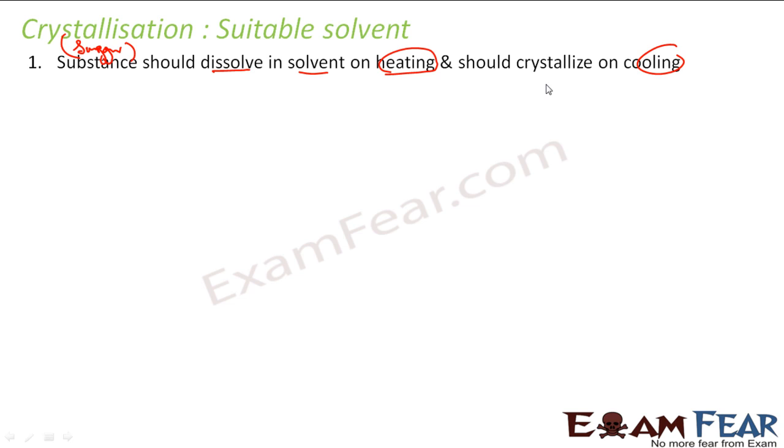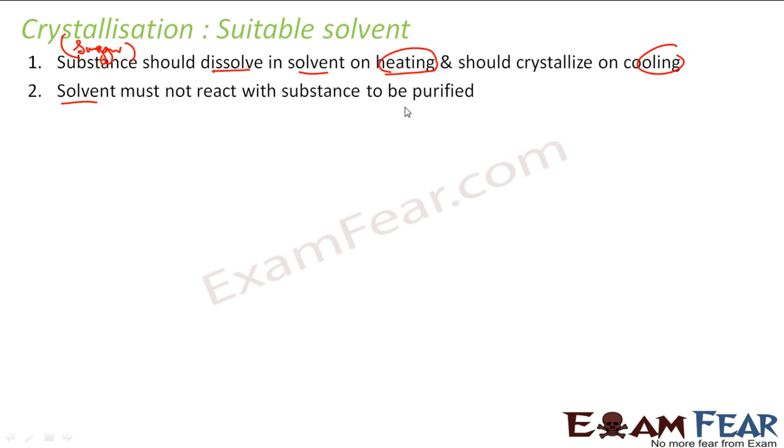That is the first. The second is, there should not be a reaction, so the solvent should not react with the substance to be purified. For example, I have sugar, I should not have a solvent such as sulfuric acid because it will react with sugar, right? So you should have a solvent which will not react with the organic compound to be purified.